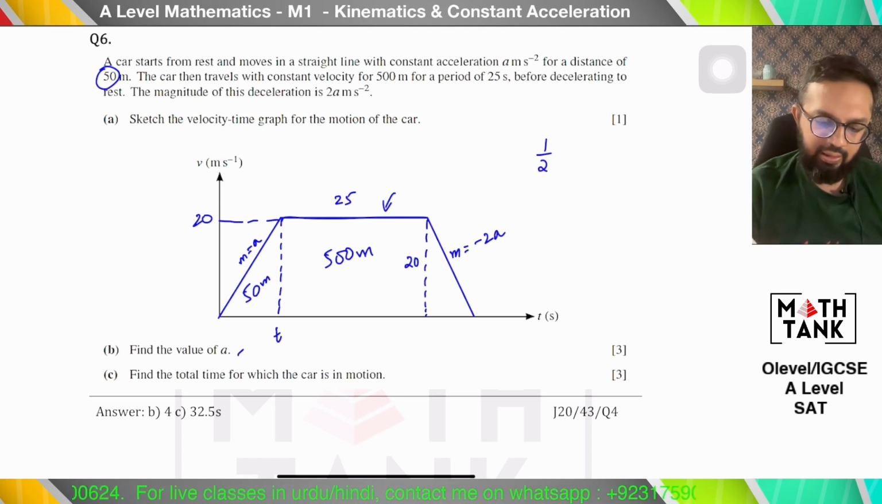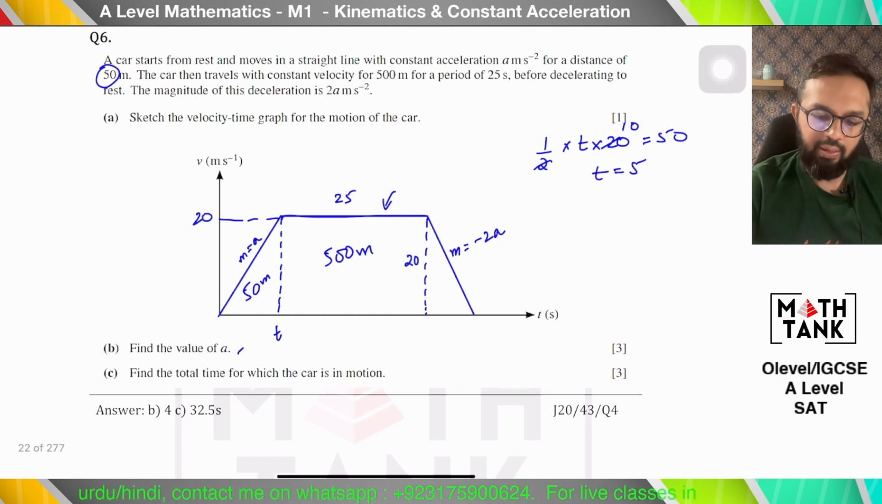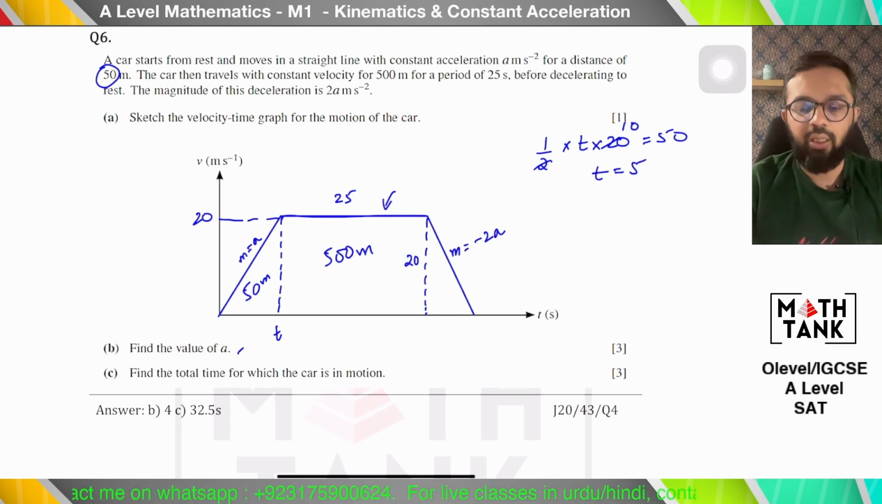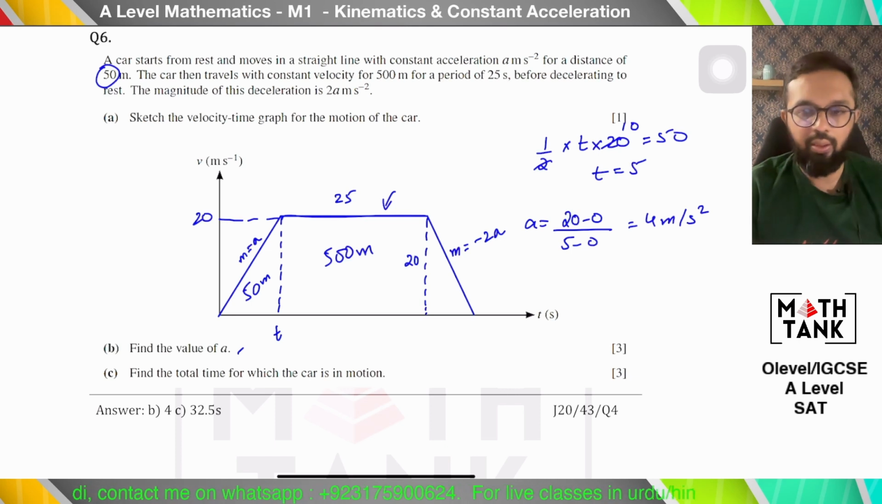I can then find out this time, and half into base into height should give me 50. So t is 5, and when t is 5, I can find out the gradient of this line. So 20 minus 0 over 5 minus 0, which is 4 meter per second squared.